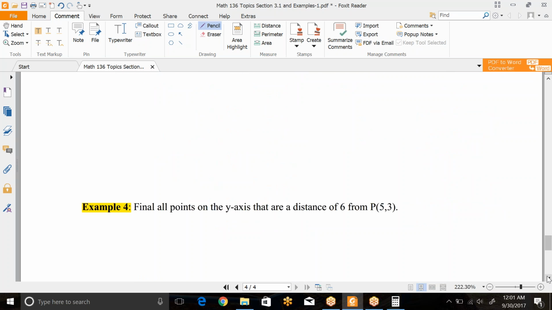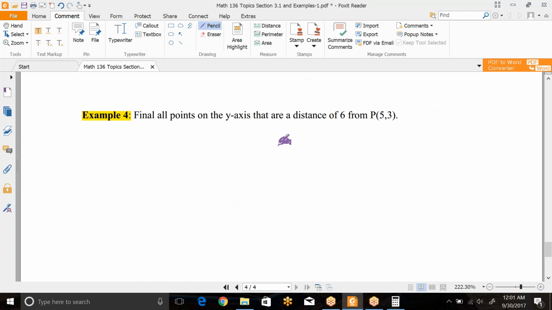Okay, and then we did 3 in class, so we're going to do 4. This is supposed to say find, not final. So find all points on the y-axis that are a distance of 6 from the point P, 5, 3. So 1, 2, 3, 4, 5, 1, 2, 3. Here's P. We want to be 6 away from that on the y-axis.